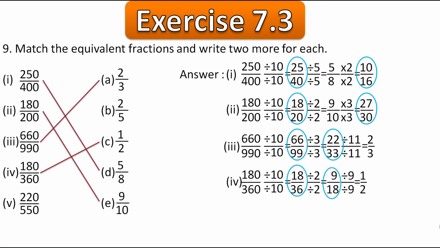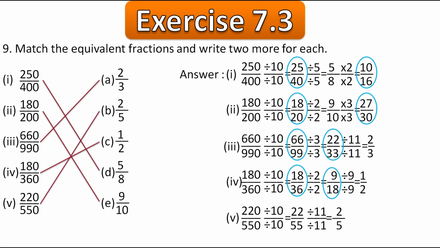Okay. Now for the fifth one, that is 220 upon 550, let's divide by 10. I got the answer as 22 upon 55. Now let's divide by 11. I got the answer as 2 upon 5, which is present here. Okay, so I found one fraction. Let's find one more by multiplying by 2. So I got the answer as 4 upon 10, which is equivalent to these two fractions. So here the exercise 7.3 ends.